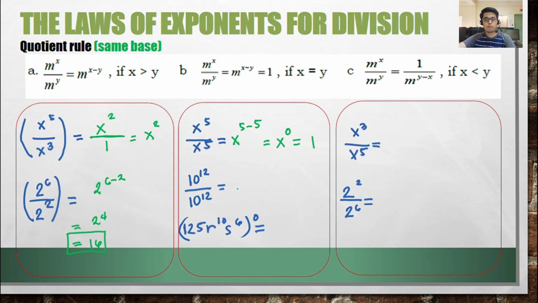10 raised to 12 over 10 raised to 12, yan ay 10 raised to 0 equals 1. Naka-raised to 0 eh. Now, how about ito? Kapag ganito, ang sagot na dito sa third example, 125R to the 10th power s to the 6th power quantity raised to 0.